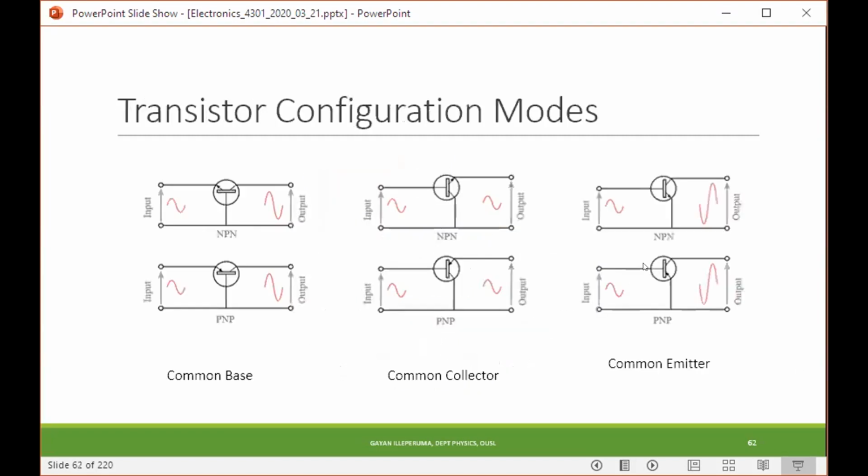Right. Now let's look at the transistor configuration modes. Remember, in the transistor session, you have so many words. So what is a configuration mode? In the first lecture, I explained electronics is all about processing information and data. So you have some kind of input signal and you want to generate some kind of output signal.